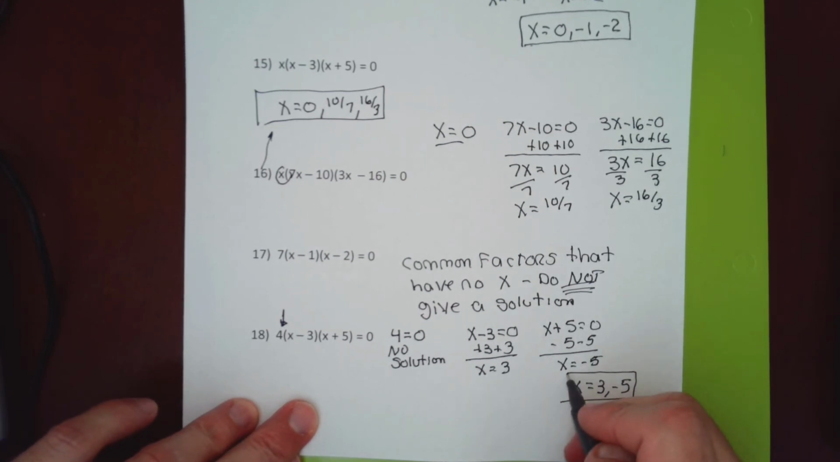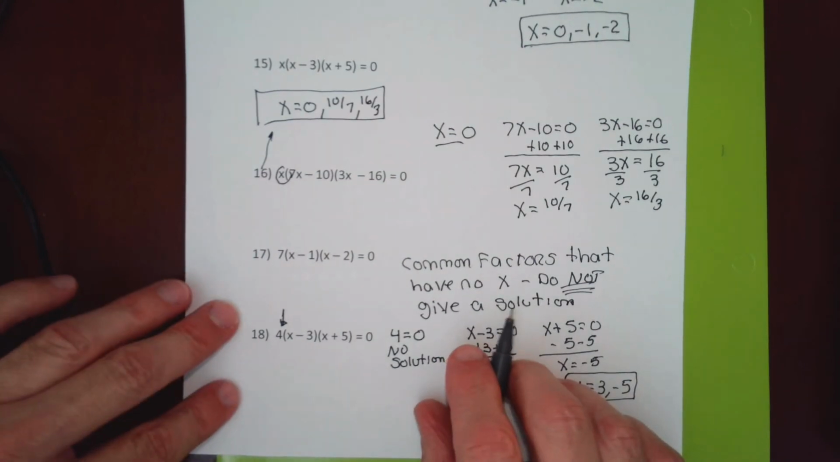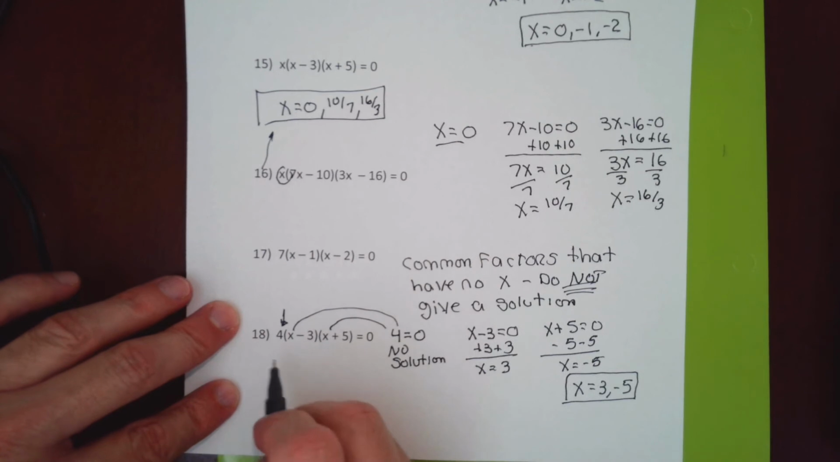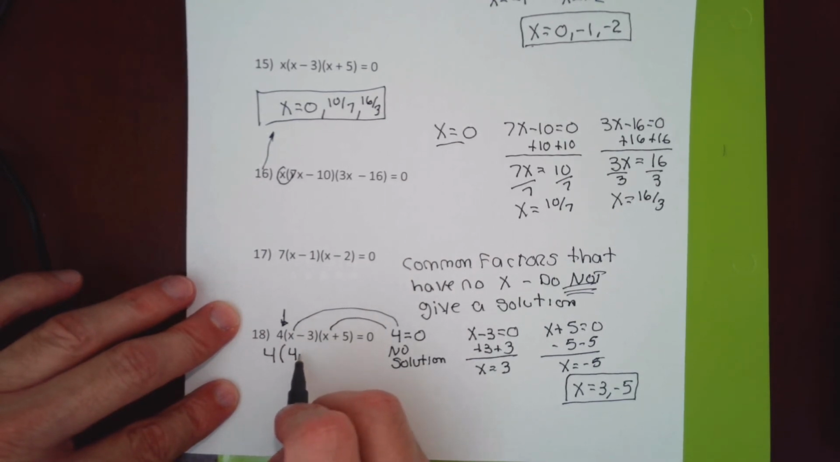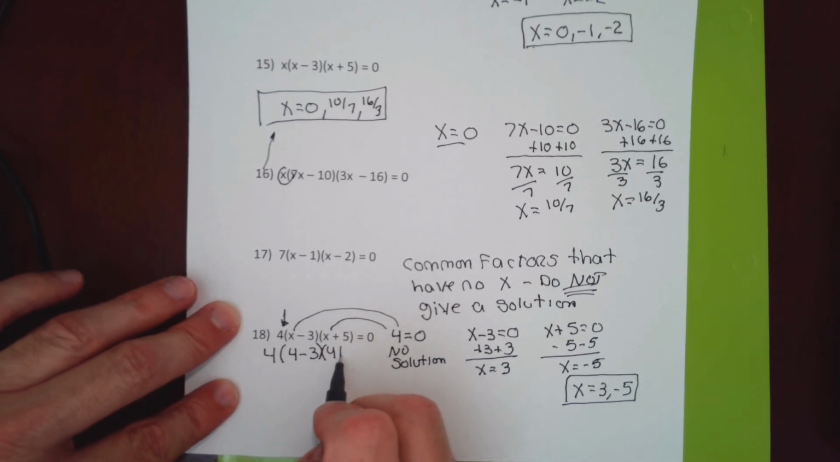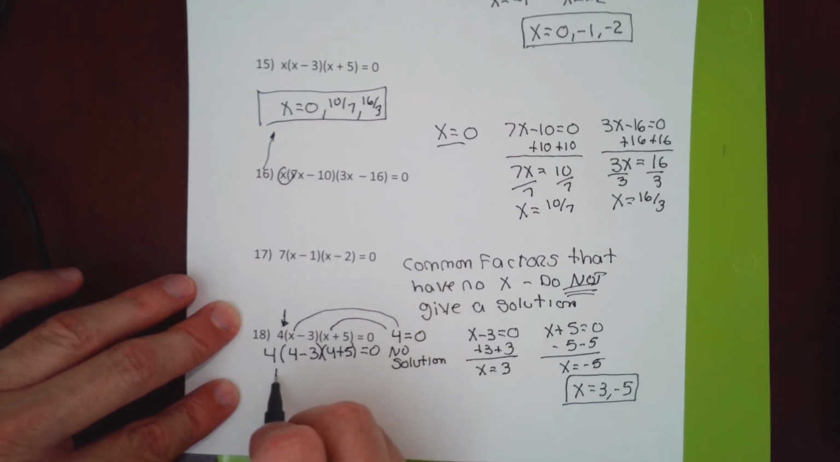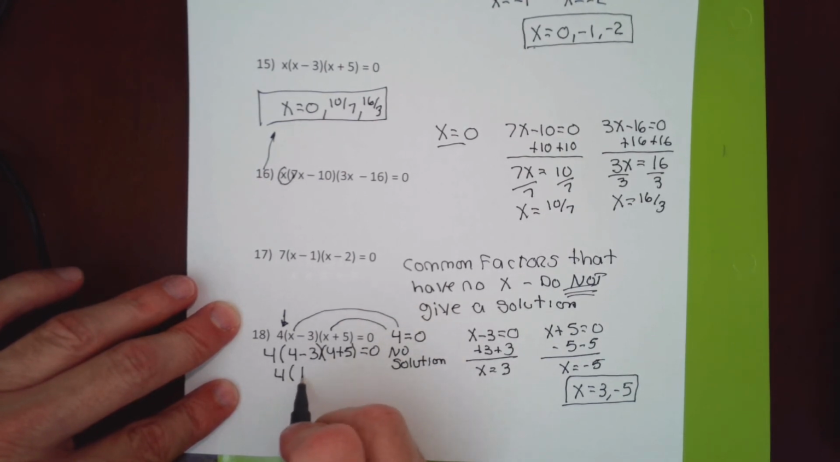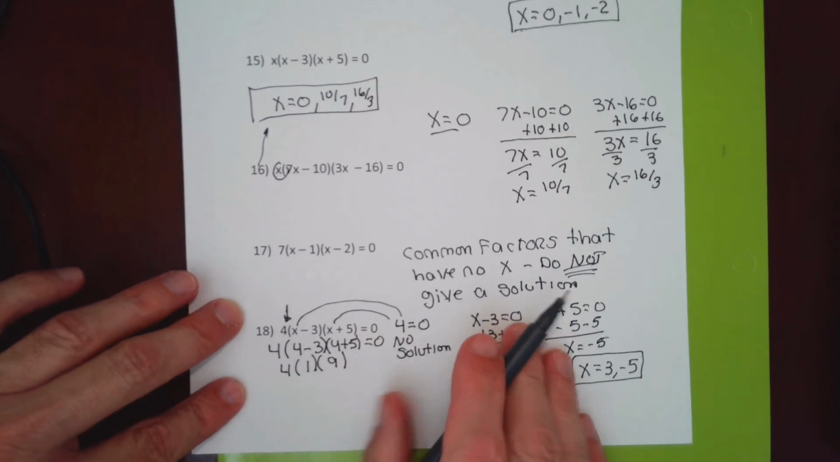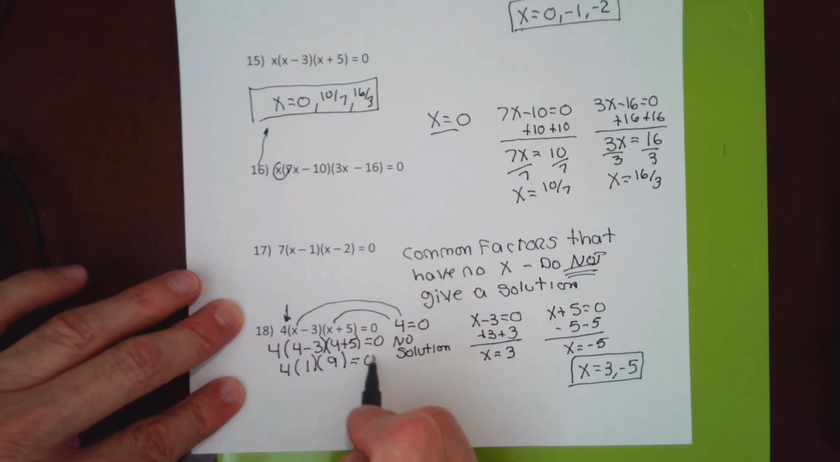If you included the 4, it's not a number that checks. If I went through and changed both of these x's to 4, I'll show you that it doesn't check. If I tried to check x equal to 4, I'd go 4 times (4 minus 3) times (4 plus 5) equals 0. I'll do the parentheses. The first parentheses, 4 minus 3 is 1. The second parentheses, 4 plus 5 is 9. And this is 4 times 1, which is 4, times 9, which is 36.